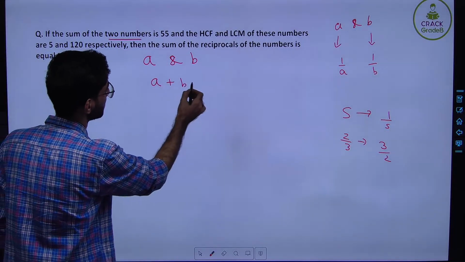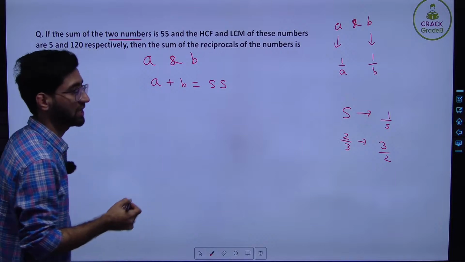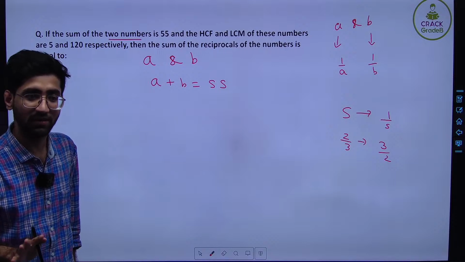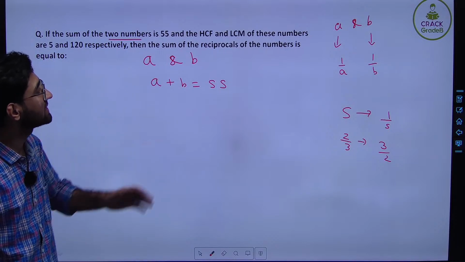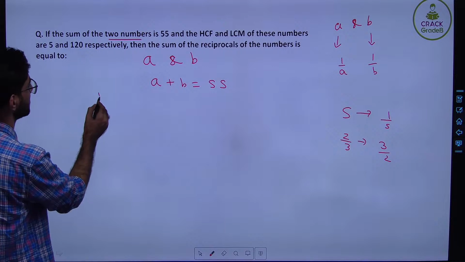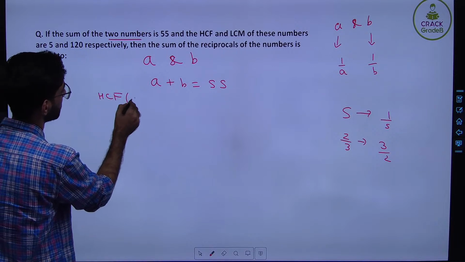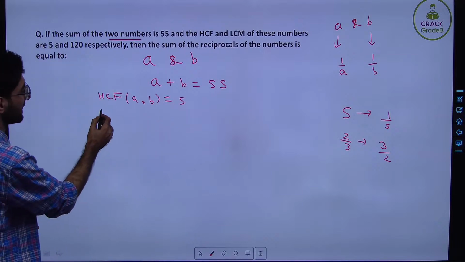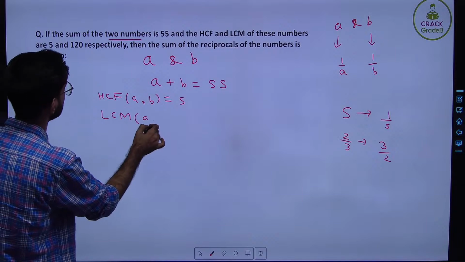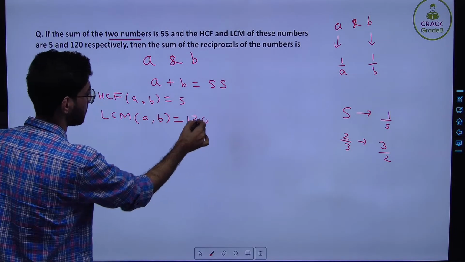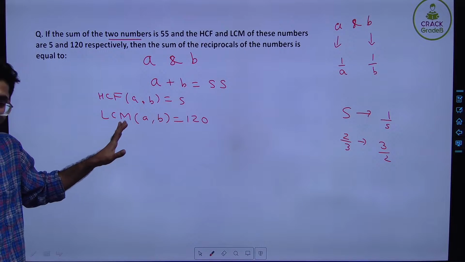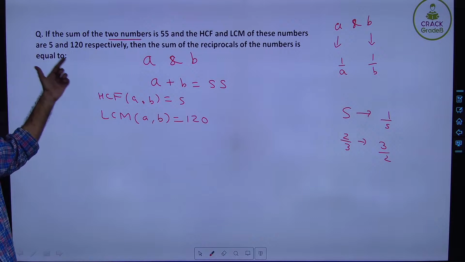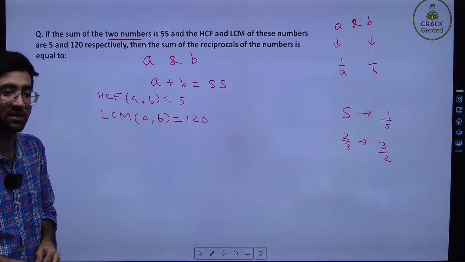So we can write A plus B equal to 55. Are you able to get this? And for the HCF and LCM of these numbers, the HCF of A and B is equal to 5, and the LCM of A and B is equal to 120. It has been given in the question that the HCF of these numbers is 5 and the LCM is 120.